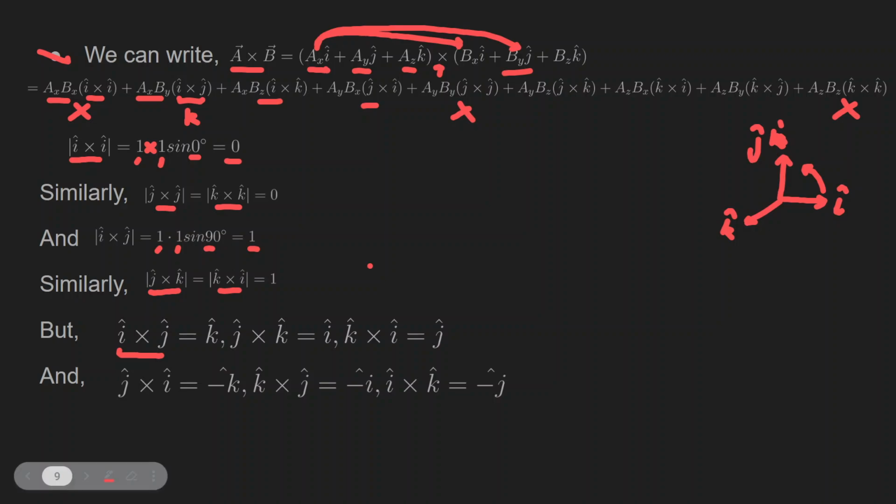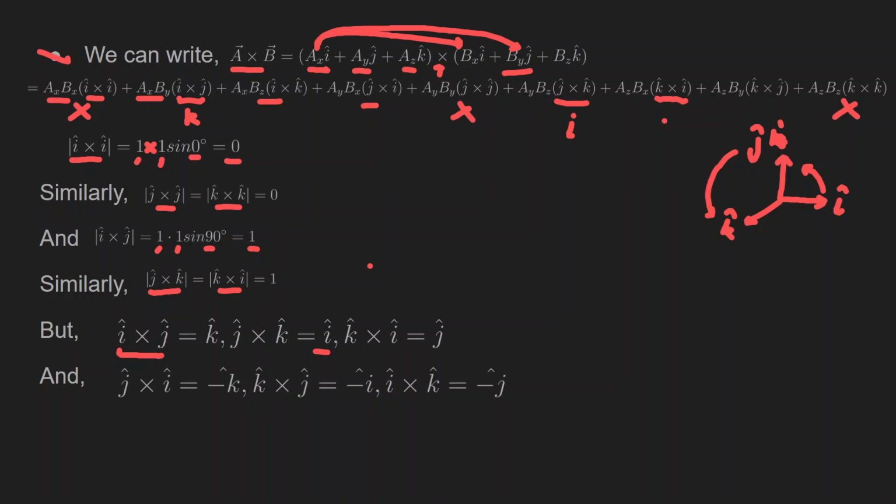Similarly, if you do J cross K, place the fingers in the J direction, curl them and rotate to the direction of K, and you will find your thumb is pointing in the I cap direction. So wherever this J cross K is, we put I cap. Now K cross I will become J. Similarly, just try to find it out.